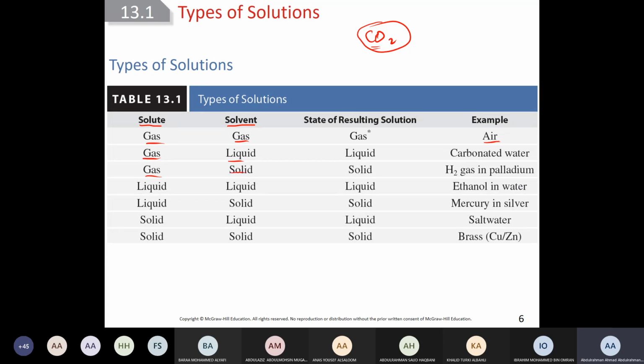Gas and solid, not important. Liquid in liquid, we can have many of these things. Example, ethanol in water. Liquid and solid, not important. Mercury, silver. Solid and liquid, yes, of course. You're very familiar with this. What's this? Salt water, exactly. And solid in solid, if you have brass. But the important ones are gas in liquid, liquid in liquid, and solid in liquid. The rest are not important. Okay? These are examples of how solutions are made. Good.